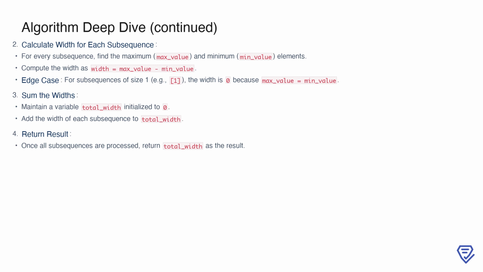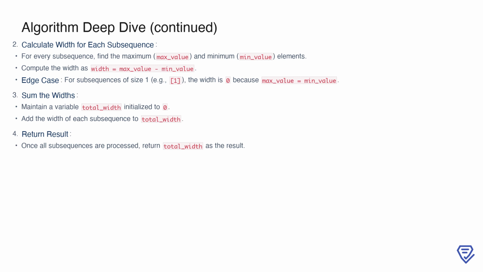For a given subsequence, we determine the maximum and minimum elements, then compute the width as the difference between these two values. It's important to note that for subsequences containing a single element, the width will always be 0, since the maximum and minimum are the same. For example, in the subsequence [1], both the maximum and minimum are 1, so the width is 0.